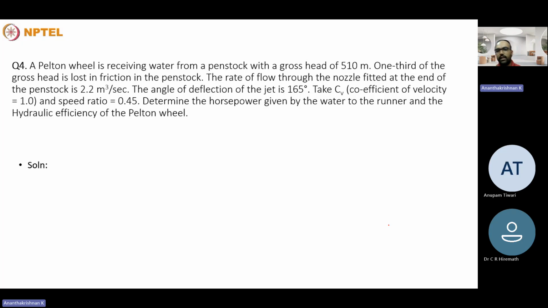So it's a Pelton wheel where only the impulse will be considered. There is no reaction as such from the pressure. Determine the power by the water to the runner and the hydraulic efficiency of the Pelton wheel. How will you tackle this problem? I'll give you a minute to look into it and formulate it, and I'll also try to start after drawing the velocity variables.